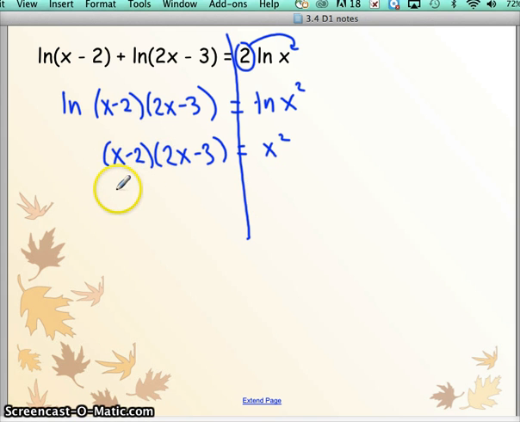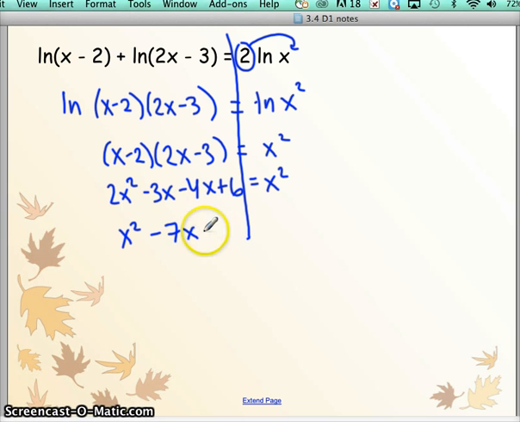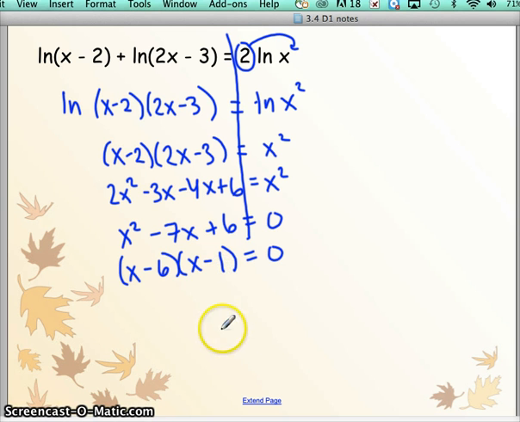So on the left side, I'm going to FOIL. I'm going to get 2x squared minus 3x minus 4x plus 6. And it's a quadratic, so I want to get everything onto one side. So I'm going to subtract the x squared over here. 2x squared minus x squared gives an x squared. Combine the x terms for a negative 7x plus 6 equals 0. Can we factor this? Can we multiply to 6 and add to negative 7? Let's see, we could do a negative 6 and a negative 1. That would work. So that means x equals 6 and x equals 1.